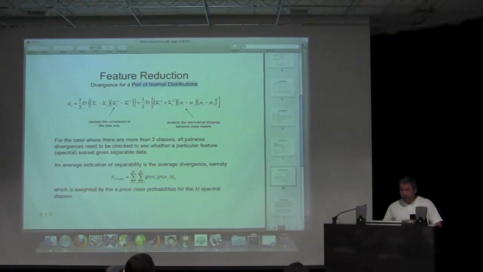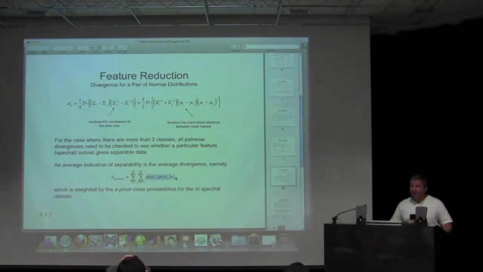And in this case, what we're going to do is multiply them by the a priori probabilities of those classes occurring. Right? So these will be weighting factors based on the number of pixels that you'd expect to see in the scene. Because if the divergence between class 1 and class 2 is very high, but there's only 7 pixels in the entire scene that are class 1 and class 2, well, I don't want to have that weigh really heavily into my average divergence.